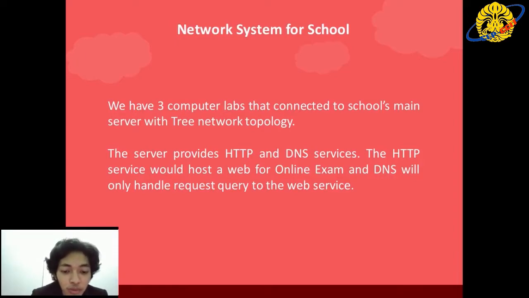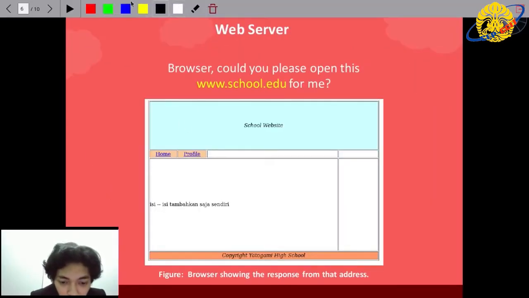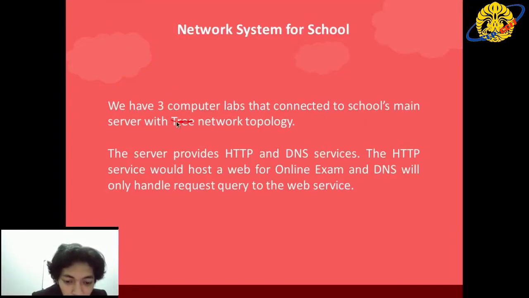In this scenario, we have 3 computer labs that are connected to the school's main server with a hybrid topology. I'm sorry, I will correct this. This is not 3 network topologies, but we are using hybrid. I want to explain it later. Okay, the server will provide HTTP and DNS service. The HTTP service will host a web server for the online exam, and DNS will only handle request queries to the web service. I want to explain it in the next slides.